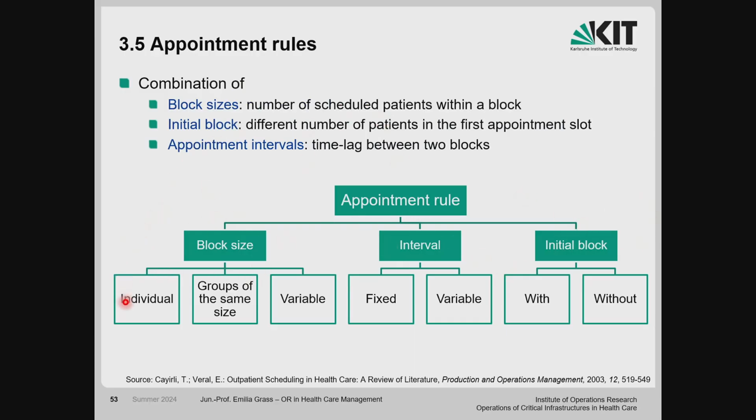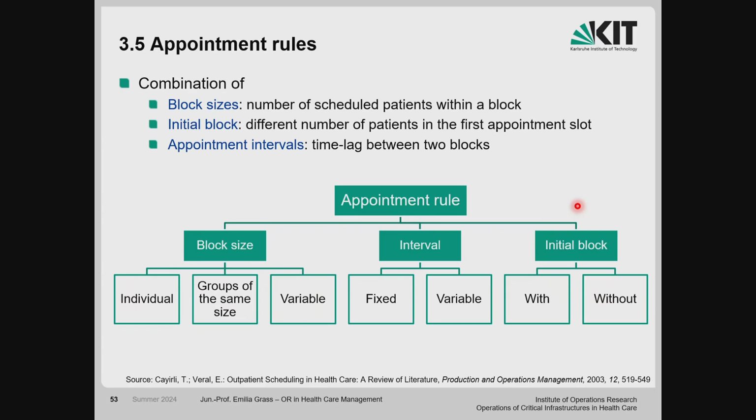Okay, so the block size could be individual. We want to see one patient per interval, for instance. We could have groups of the same size. Or we could say, okay, the first hour we have 3 patients, the second hour we have 5 patients, and so on. So we have variable block sizes over the entire, let's say, day. The interval between appointments could be fixed every hour, or could be variable. Okay, so half an hour, then 1 hour, 2 hours, whatever. And we could consider a starting block, but we don't have to.